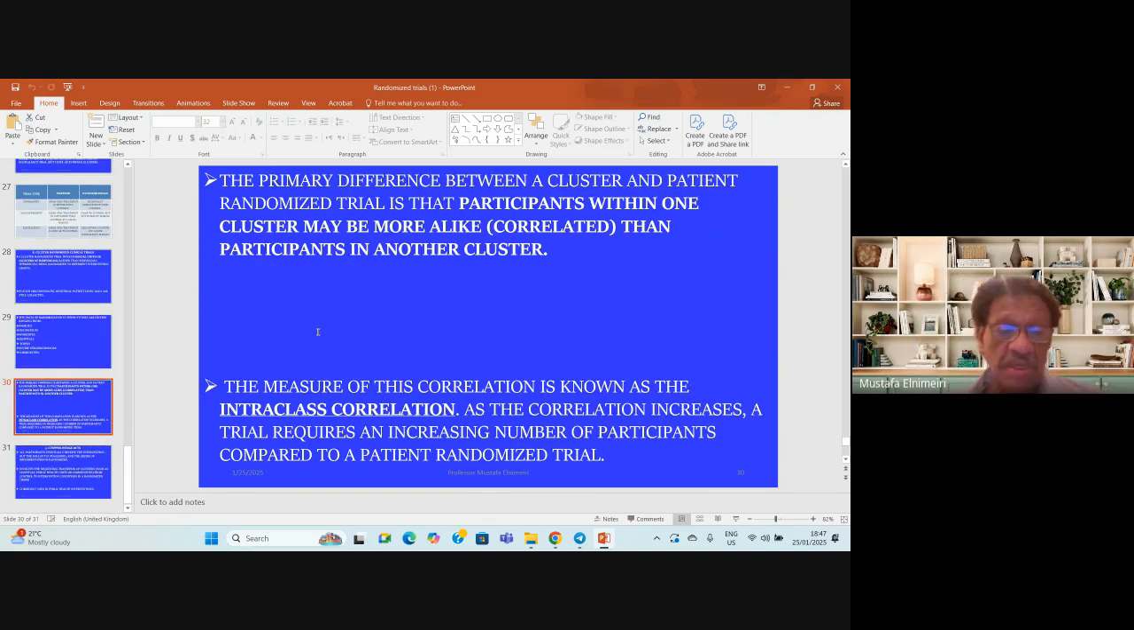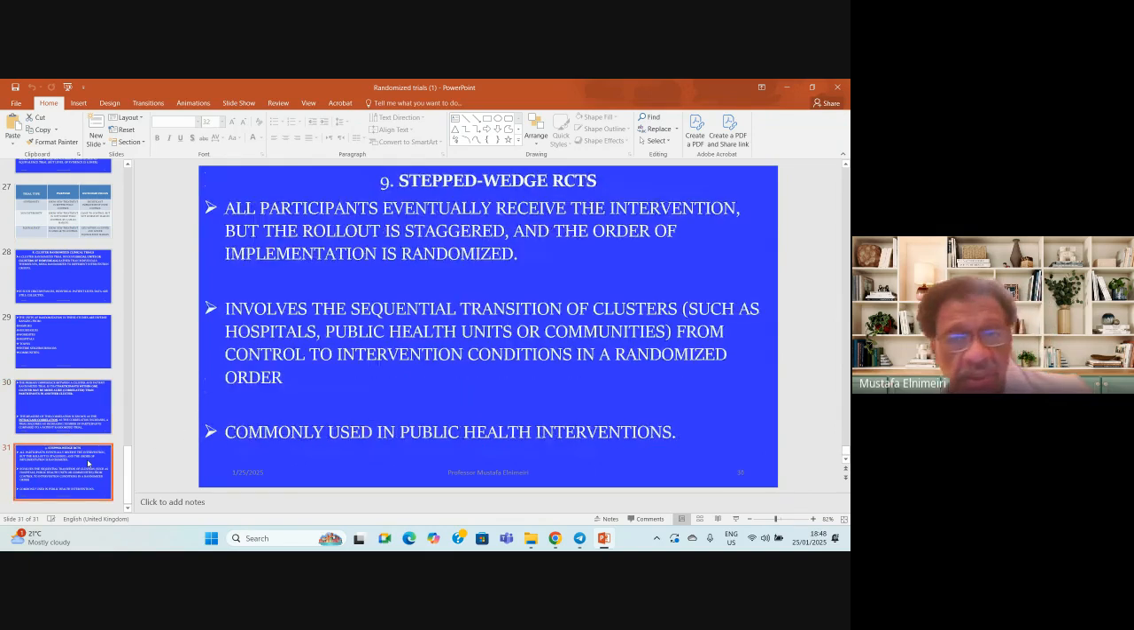The primary difference between a cluster and a patient randomized trial is that participants within one cluster may be more alike or correlated than the participants in another cluster. The measure of this correlation is known as the intraclass correlation. As the correlation increases, a trial requires an increasing number of participants. You increase the sample size compared to a patient randomized trial carried out in a clinical setting, for example.